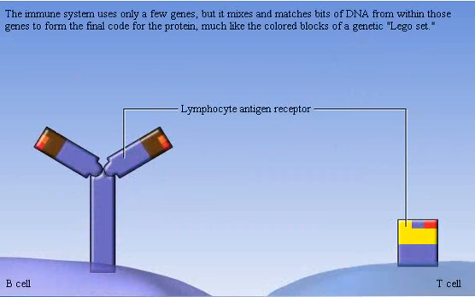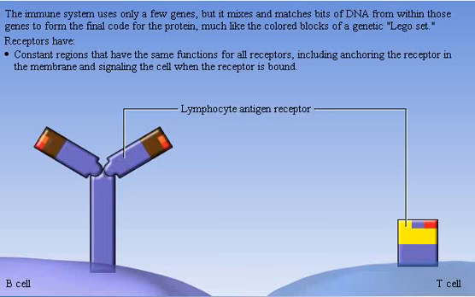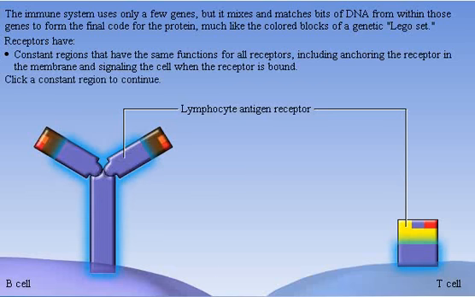The answer is that we only use a few genes, but we mix and match bits of DNA from within those genes to form the final code for the protein, much like the colored blocks of a genetic Lego set. When the immune system builds a given type of antigen receptor, certain parts of that receptor are always the same. These parts are called the constant regions and have the same functions for all receptors, like anchoring the receptor in the membrane and signaling the cell when the receptor is bound. Click a constant region to continue.